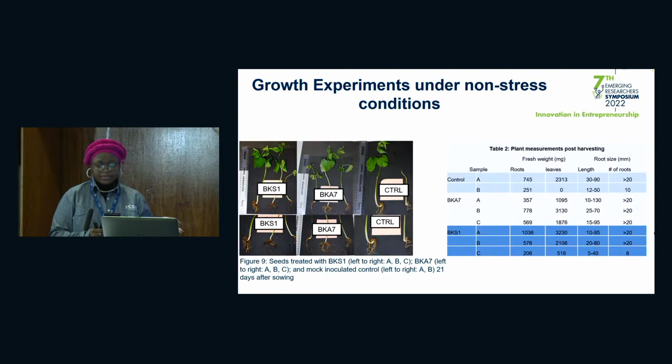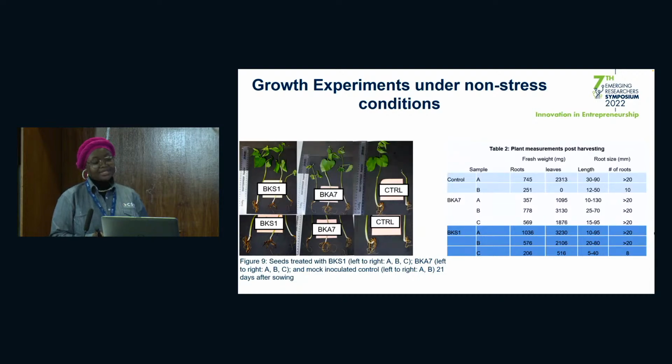The growth experiments were conducted with 3 replicas for each sample, and the control sample was mock inoculated with just ISP2 broth, and all the plants were grown at 22 degrees Celsius for 21 days on 18-hour light, 6-hour dark cycles with regular watering. And the plants were harvested on day 21.